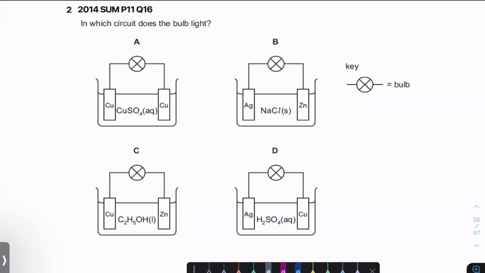In C, we have ethanol, and ethanol being a covalent substance does not have free ions. So even though zinc copper से ज़्यादा reactive और electron जा सकते हैं, but because of this not conducting electricity, circuit complete नहीं होएगा. That leaves us with this, where sulfuric acid is able to conduct electricity because it does have free ions, and copper will transfer electrons to silver because copper is ज़्यादा reactive. So D is the answer.